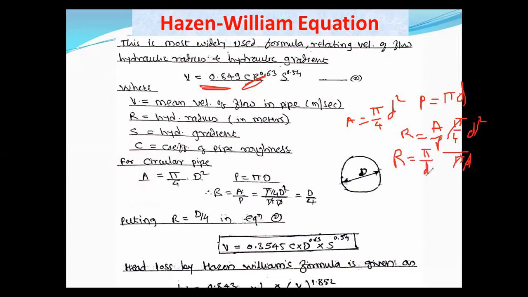Okay. This 4 is there. This pi will get cancelled. We have to write it properly: pi by 4 into d square divided by pi into d. This pi will get cancelled here, and one d will get cancelled here, and you will get here d by 4. This 4 will be in the denominator, so we'll get d by 4. Okay, and when we put this d by 4 inside this equation, you will get another equation here.